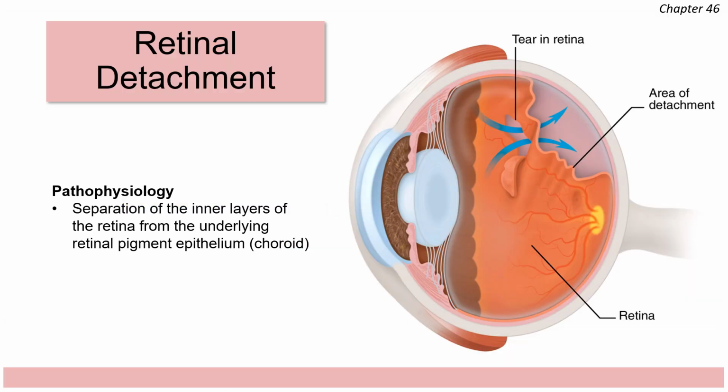Retinal detachment. So retinal detachment is when there's separation of the inner layers of the retina from the underlying retinal pigment epithelium, also known as a choroid. So if you see in this picture, there's a small tear in the retina, and then fluid from inside of the eye goes through it, and then it pushes that retina away from the back of the eye.